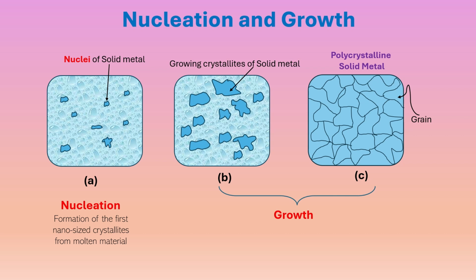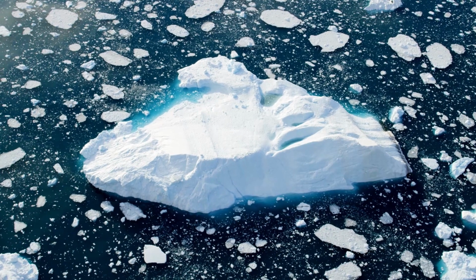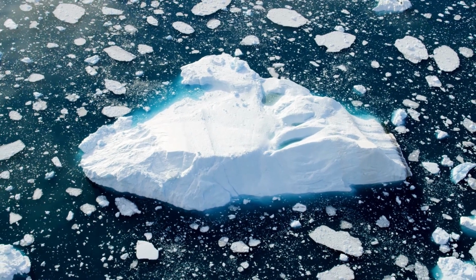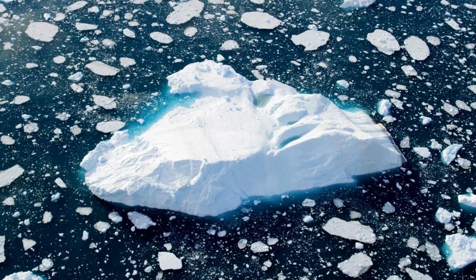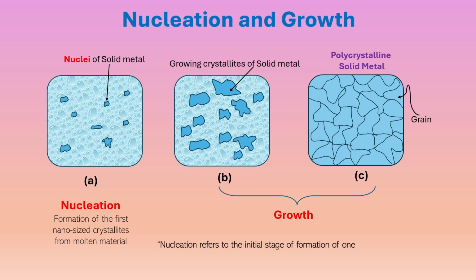molten material. For example, as water begins to freeze, nano-sized ice crystals, known as nuclei, form first. In a broader sense, the term nucleation refers to the initial stage of formation of one phase from another phase. Now we will understand this concept through an animation.